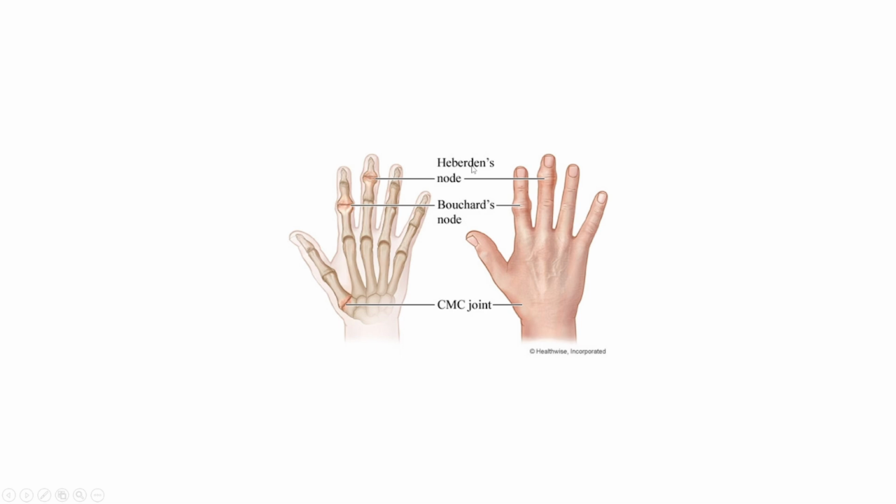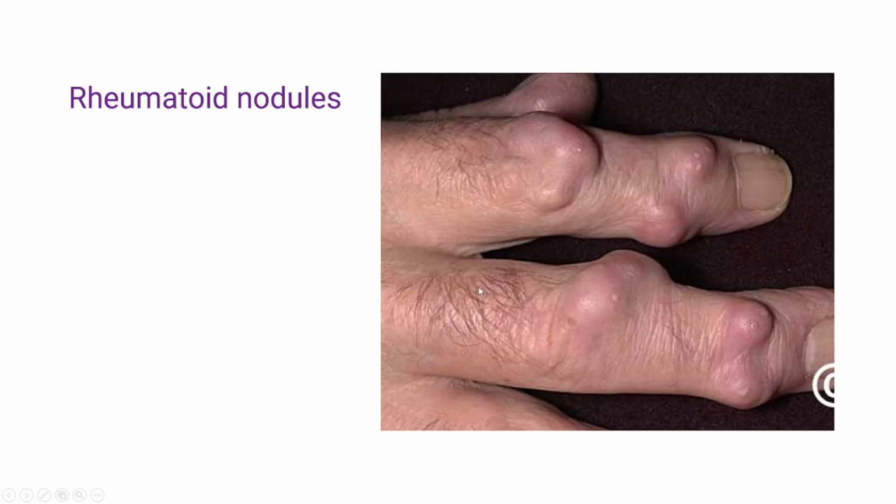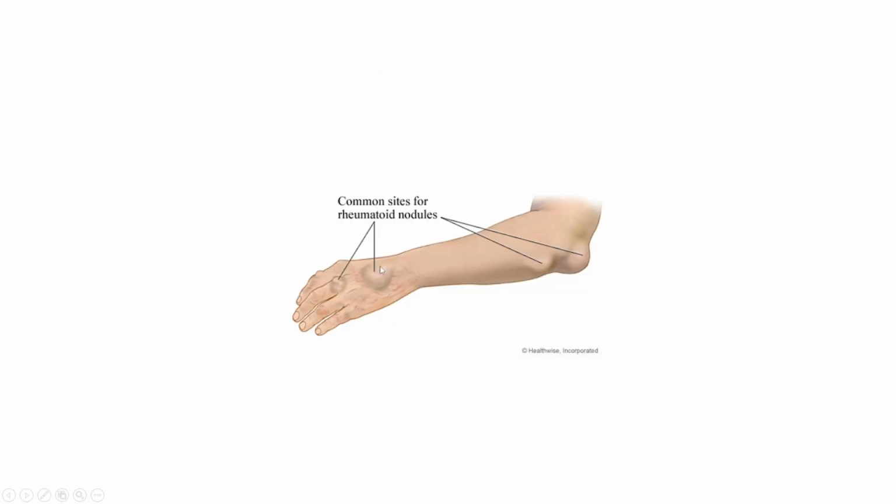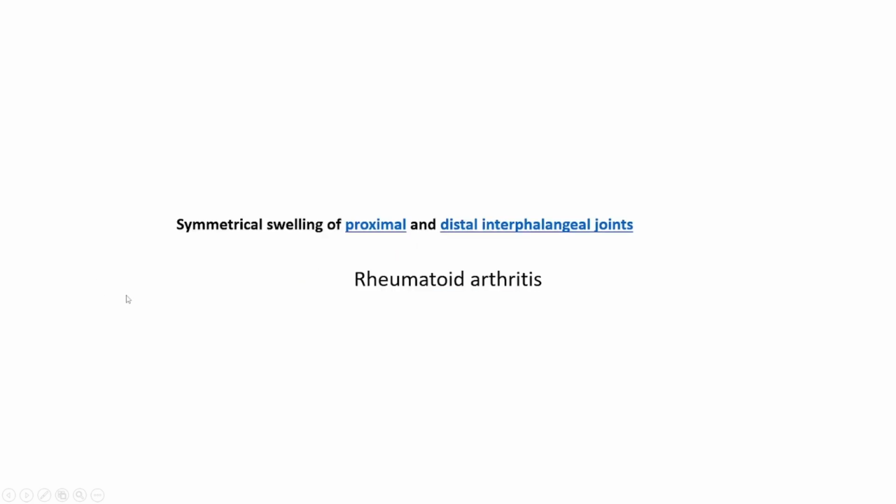So this is a very beautiful picture. In the distal joints we will have Heberden nodes, and in the proximal ones we will have Bouchard nodes. These are rheumatoid nodules. Remember the shape. We will have them in these places in the body.